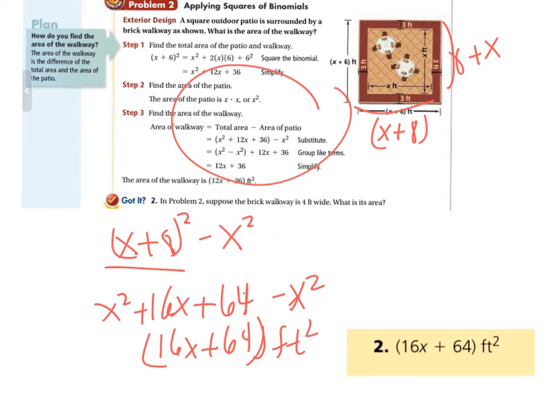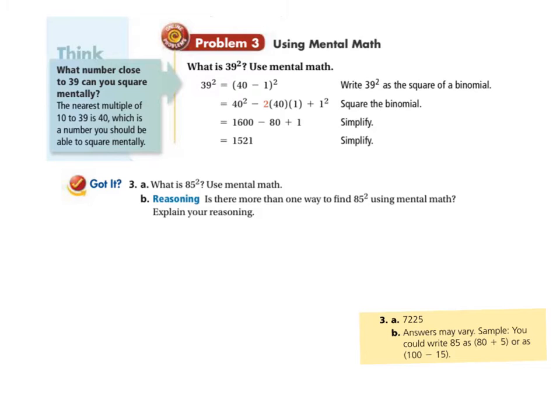Again, label it as in feet squared. So again, the expectation here is that you are using this pattern. If you don't know what this pattern is, go back and work some and get this pattern down. That's important. So this next problem here, we're looking at mental math.